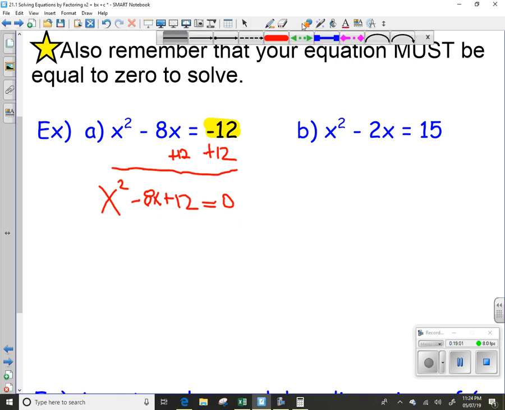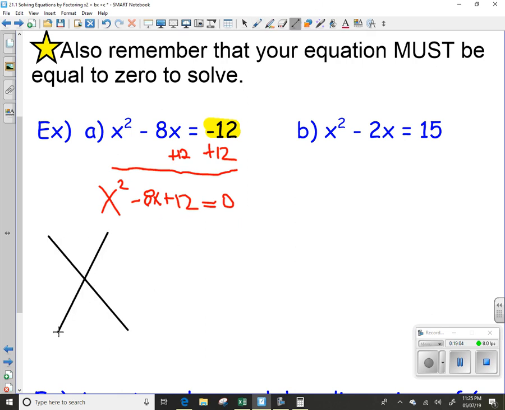So if you do your x method, in this case I'm trying to find factors of 1 times 12, factors of 12, that will add together to give me a negative 8. So if you go through your factors of 12, you would have 1 and 12, we have 2 and 6, and we have 3 and 4. Now I need a positive 12 here, so either both of these need to be positive or both of them need to be negative. And because this is negative in here, both of these are going to be negative.